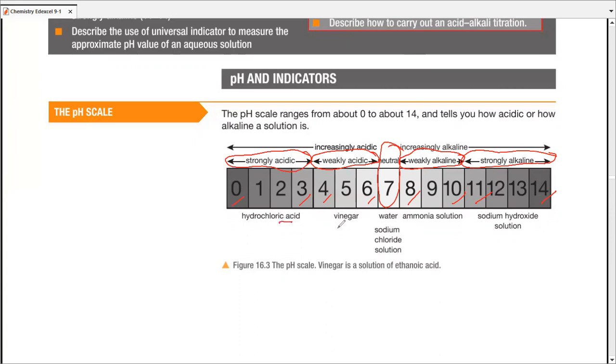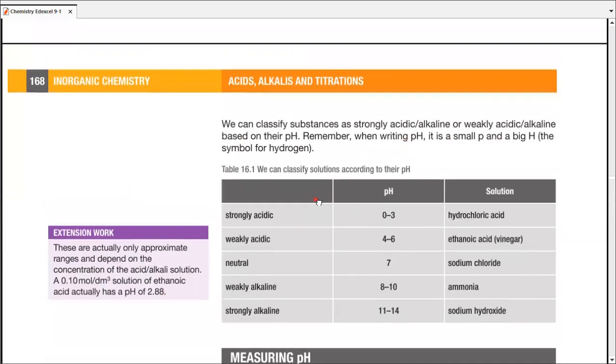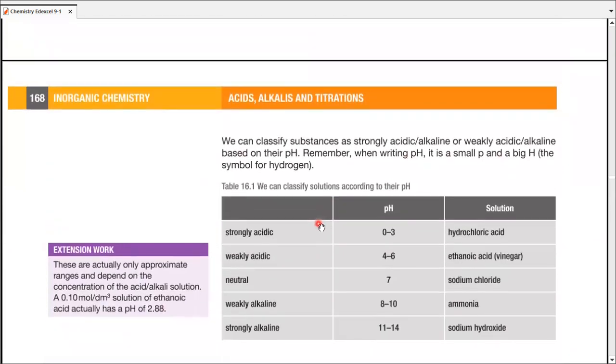Hydrochloric acid is strongly acidic, vinegar is weakly acidic, pure water or sodium chloride solution or sugar solution, the sugar we commonly eat every day, is purely neutral, and then ammonia solution is weakly alkaline, sodium hydroxide solution is strongly alkaline. So that's how we know. The pH scale is often divided into these parts in a very colorful manner instead of what we just saw, the black and white. We can actually divide it into a colorful manner, which we're going to study next.